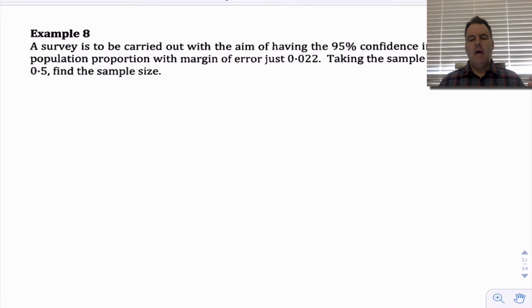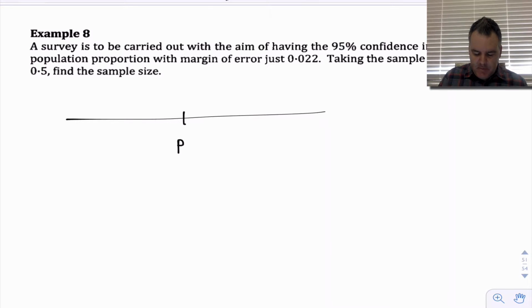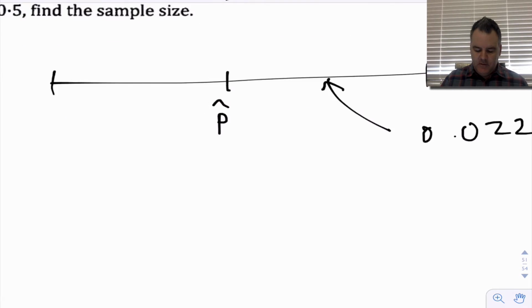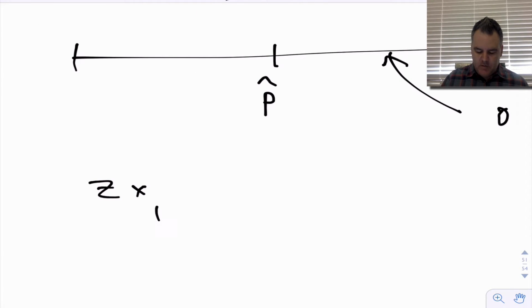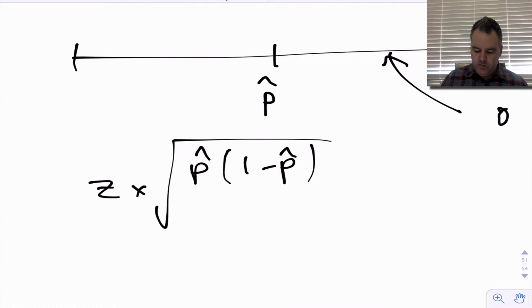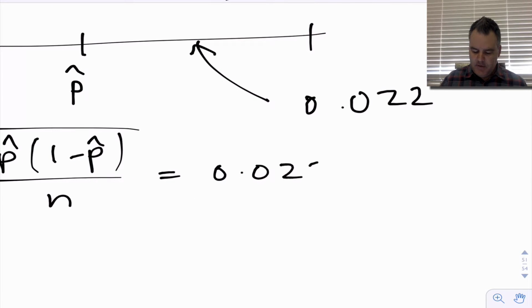All right, now here's two examples where you have to actually find the sample size based on giving you what the margin of error is. So we've got a 95% confidence interval. We've got the margin of error. So remember, here's our value of p hat, the top end, here's the lower end. So we're telling you in this question that the distance from there to there is 0.022. So that is z times all of this stuff here is 0.022, beg your pardon. There we go.